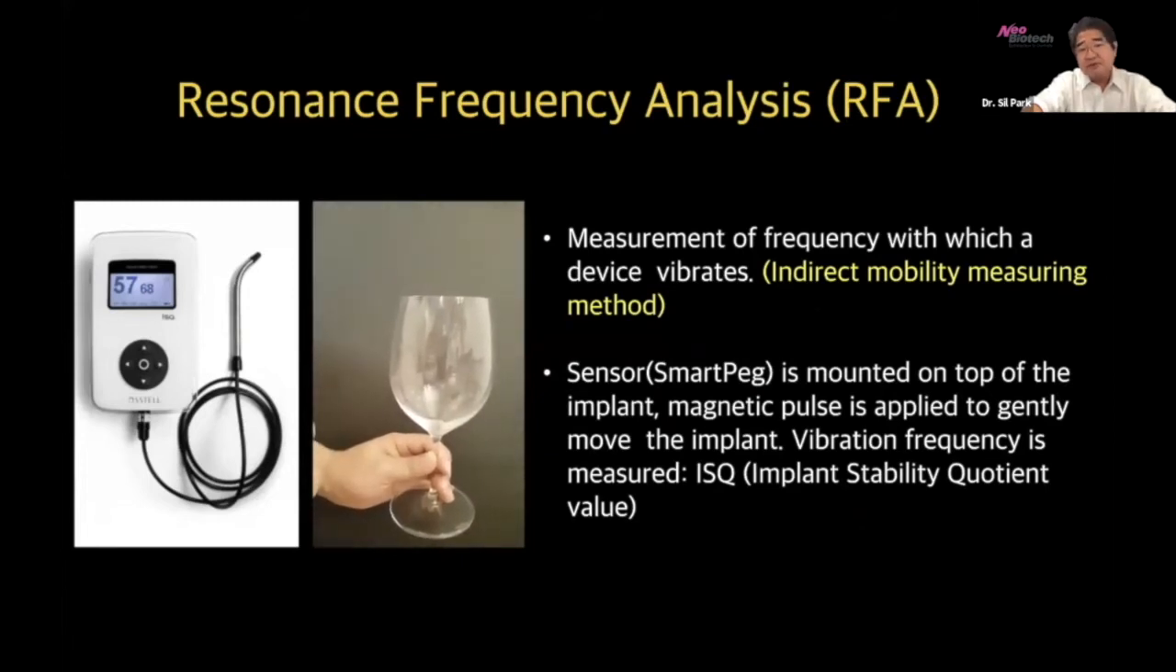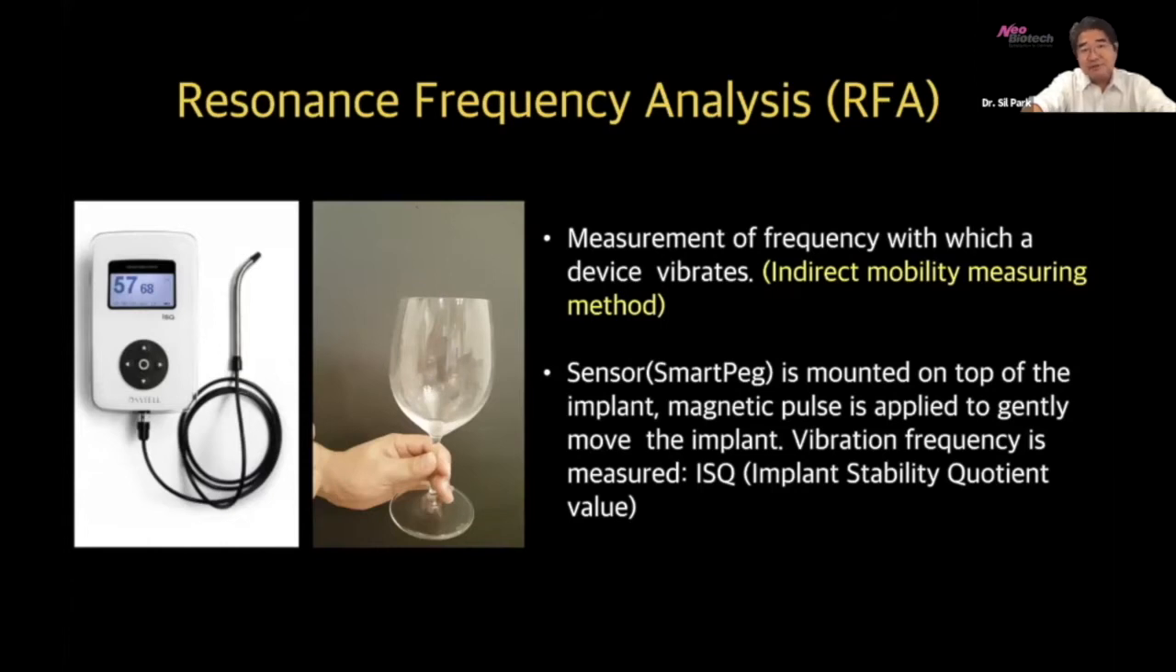So as you can see, once I hit my wine glass, we can hear the sound. What really happens is that when I hit the wine glass, it vibrates. When it vibrates, it creates a specific frequency. In this case, those frequencies are audible, so we can hear them as a sound, right?